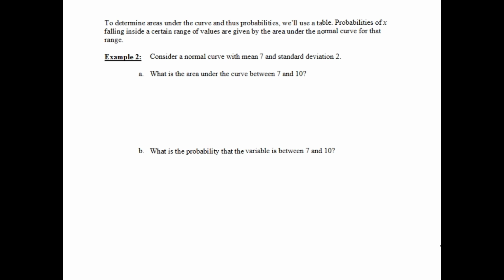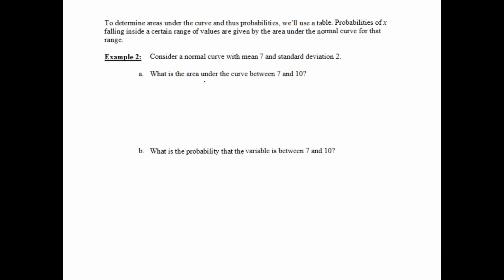To determine areas under the curve, and thus probabilities, we'll use a table. You have one in your textbook. The probabilities of x falling inside a certain range of values are given by the area under the normal curve for that range. Remember, values of x correspond to z-scores on the standard normal curve.